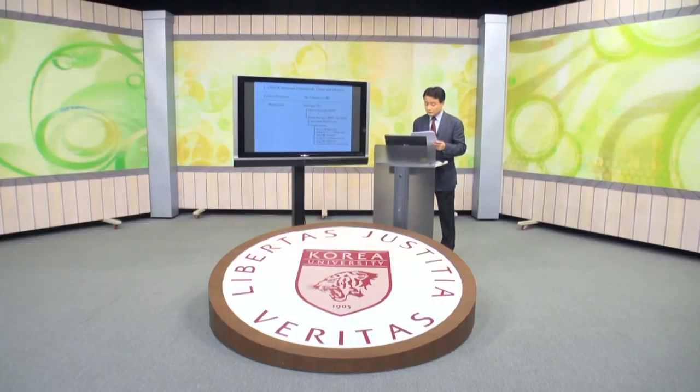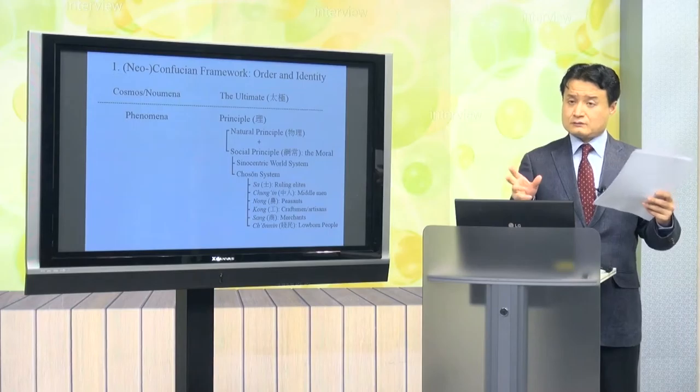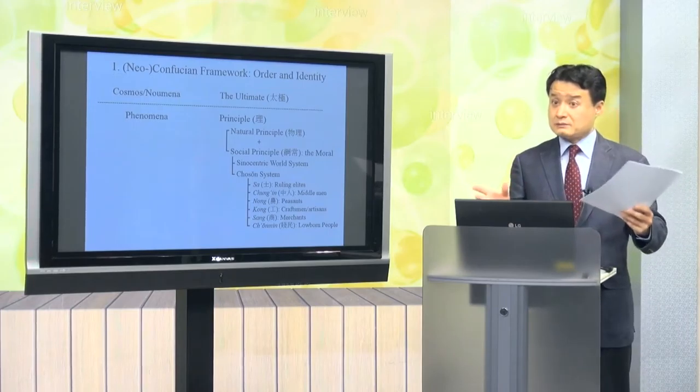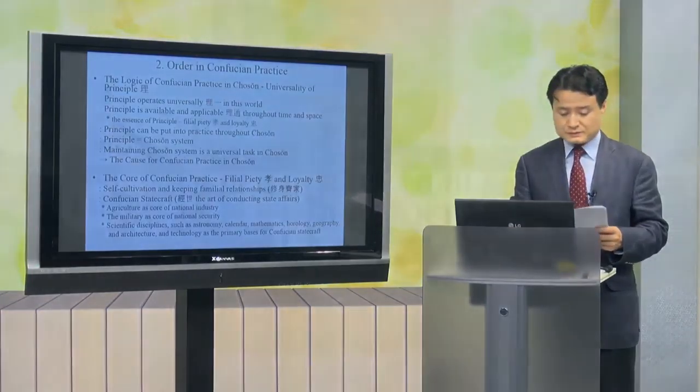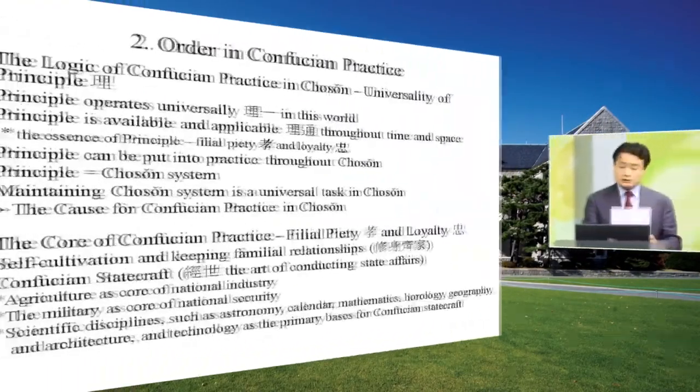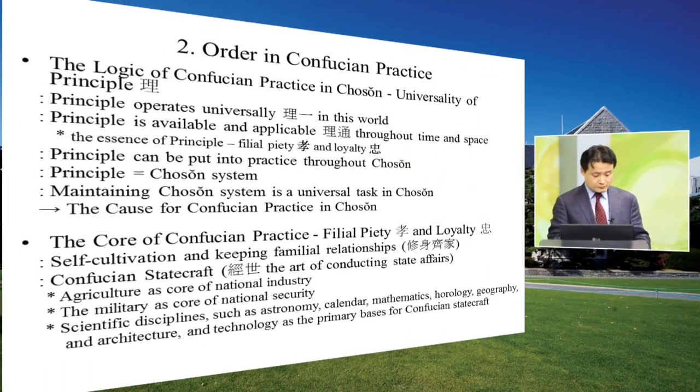Confucian practice of Chosŏn. So this is very brief yet very important, concise framework, Neo-Confucian framework of Confucian practice. And the content of this Neo-Confucian framework is based upon order and identity. Let's go more specific, chapter 2. Chapter 2, order in Confucian practice.